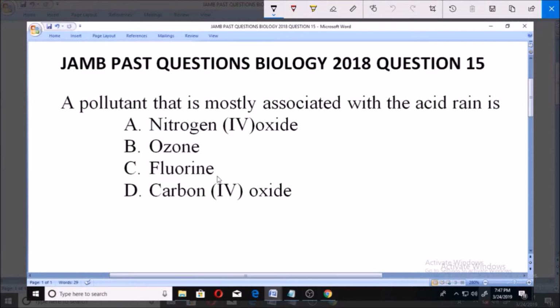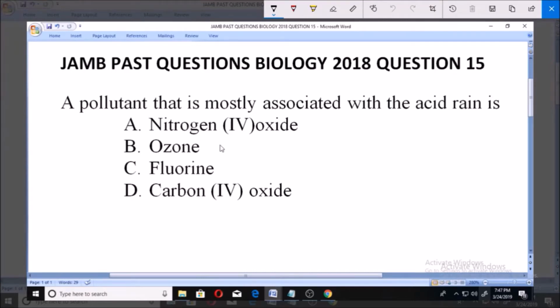Fluorine doesn't really cause acid rain as nitrogen 4 oxide does. Then carbon 4 oxide is what you get when you exhale, or when carbon 2 oxide reacts with oxygen. But when you're talking about acid rain, you're talking about nitrogen 4 oxide.